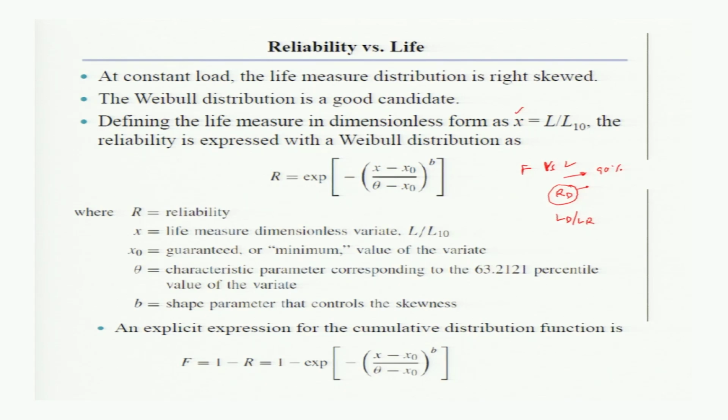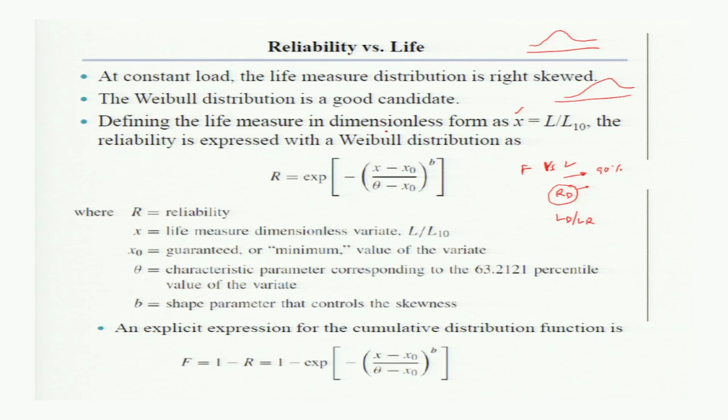So, for a constant load, the life measure distribution is found to be right skewed. That means in the normal distribution we get this type of shape, but at constant load the life measure has a right skewed type of distribution. And so, the Weibull distribution is a good candidate for this type of skewed distribution. Defining the life measure in dimensionless form as x is equal to LD divided by LR, or L divided by L10, because the rated life is also called the L10 life.